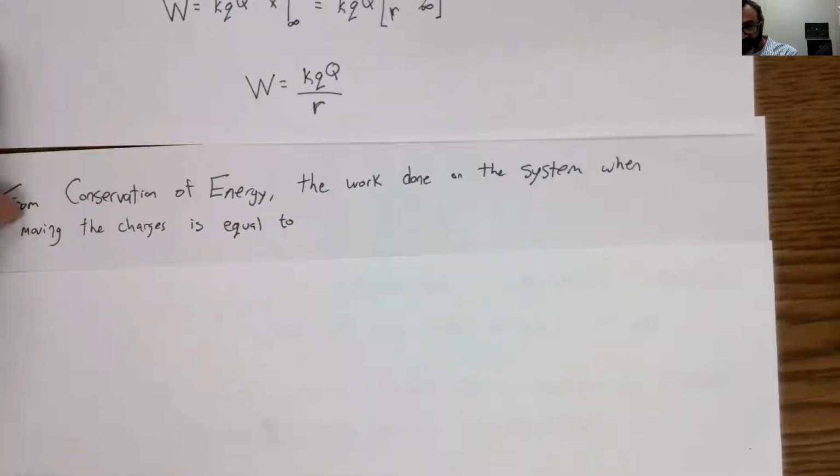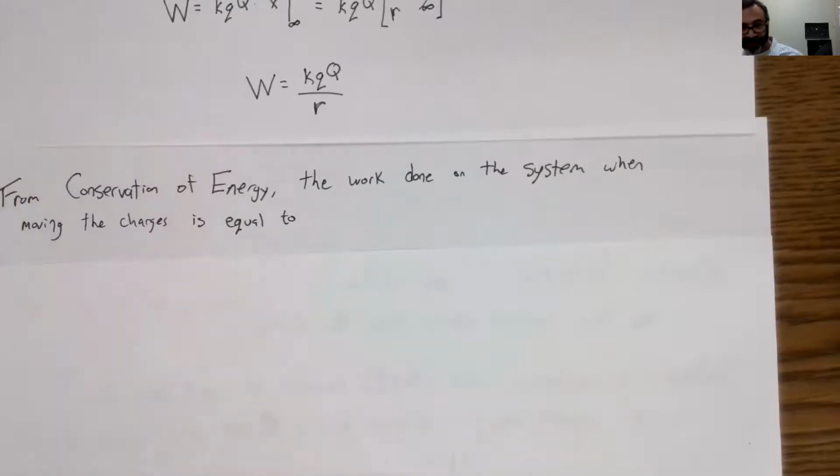So from conservation of energy, we know that the work done on the system when we move the charge is going to be equal to what? What does conservation of energy tell us the work done on the system is going to be equal to? The negative potential energy. Yeah, pretty close. Well, it's going to be the change.